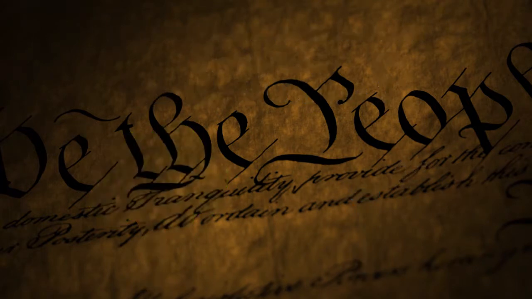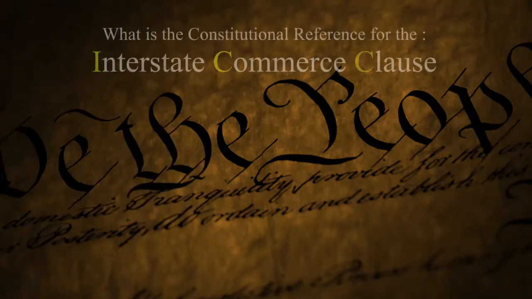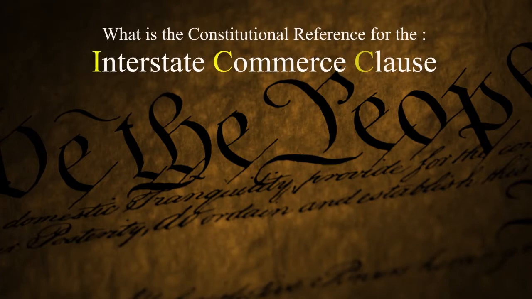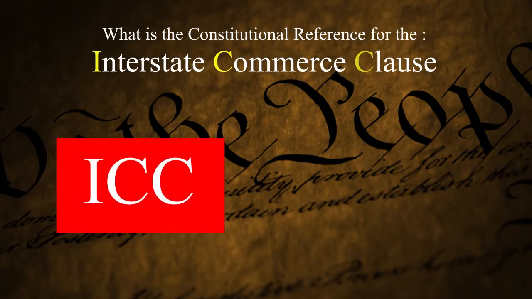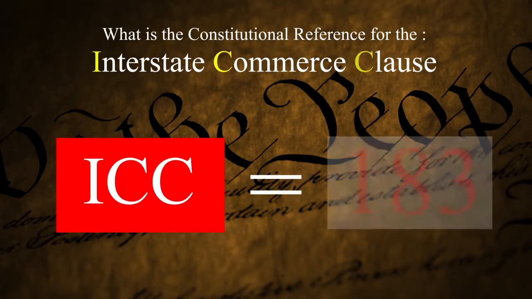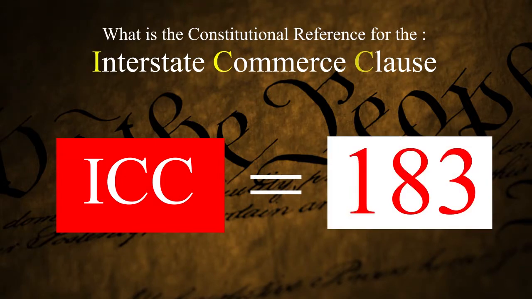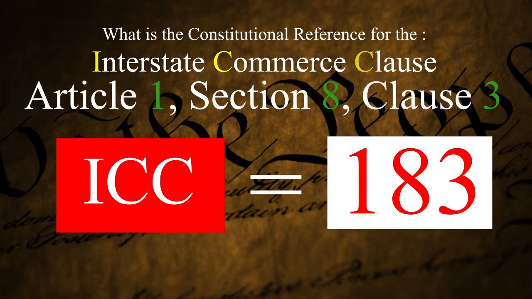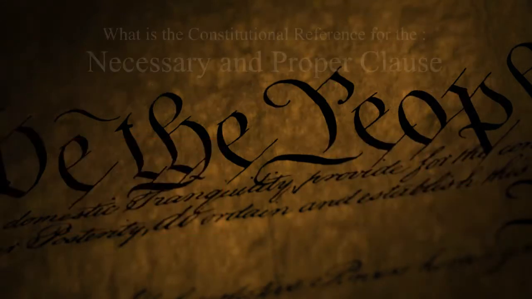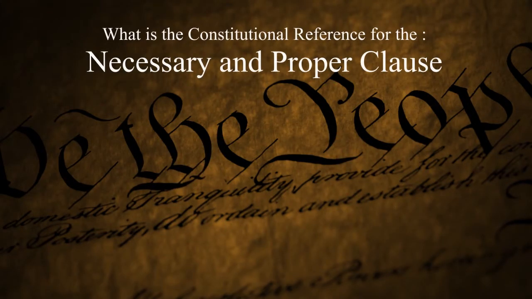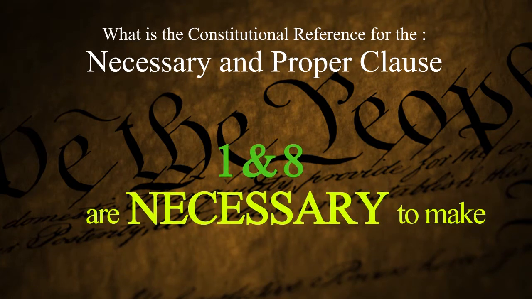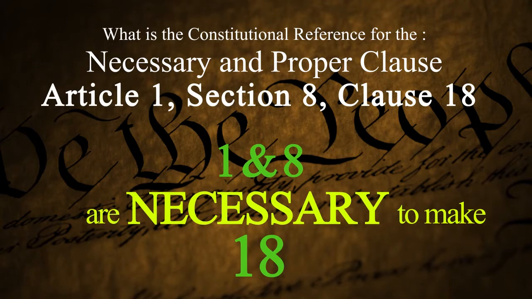Good. Next one is the Interstate Commerce Clause. How do we remember this one? Do you remember? ICC equals 183. Good. Article 1, Section 8, Clause 3 is the Interstate Commerce Clause. Okay, the fourth one, Necessary and Proper Clause. Remember this little equation? 1 and 8 are necessary to make what? 18. So Article 1, Section 8, Clause 18.